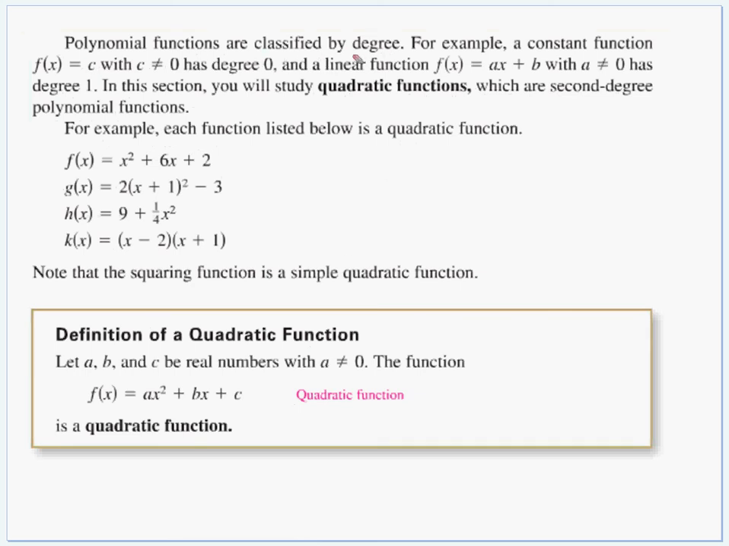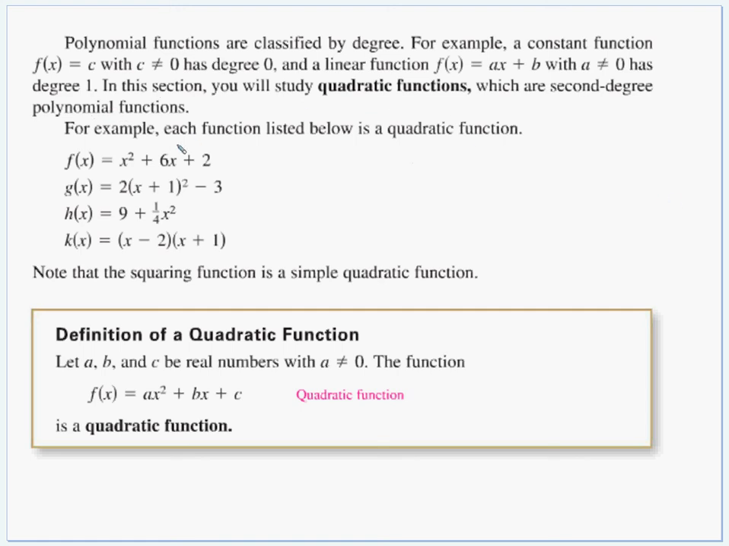Polynomial functions are classified by degree. For example, a constant function, f of x equals c, where c is a non-zero number, has degree 0, because, as I mentioned earlier, there could be an x to the 0 power in there, which would just equal 1 and wouldn't change the function at all. Our linear function, f of x, is ax plus b. That x has an exponent of the first power, and as long as our constant is not 0, that is first degree. In this section, we're going to study quadratics, which are second degree polynomials.